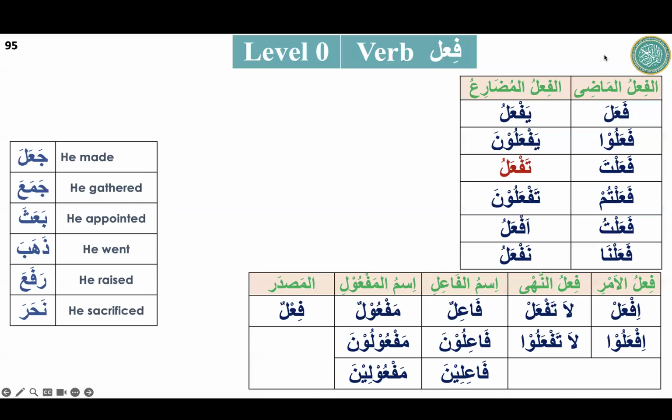masdar. These are Arabic terminologies, but in English, fi'lul madi is past, fi'lul mudare is present and future. This is command, imperative, and negative imperative. Sometimes we say this is just to stop the command, fi'lun nahi, then doer, ismul fa'il, ismul maf'ul, and masdar.